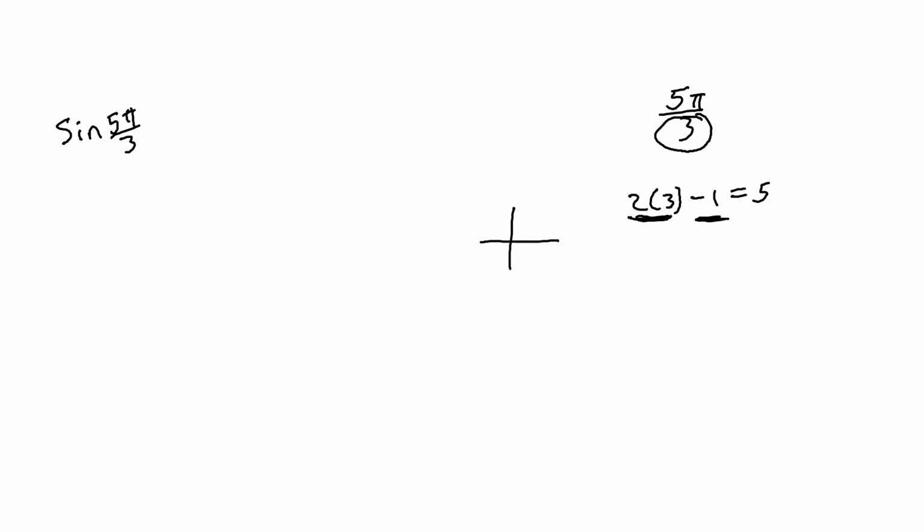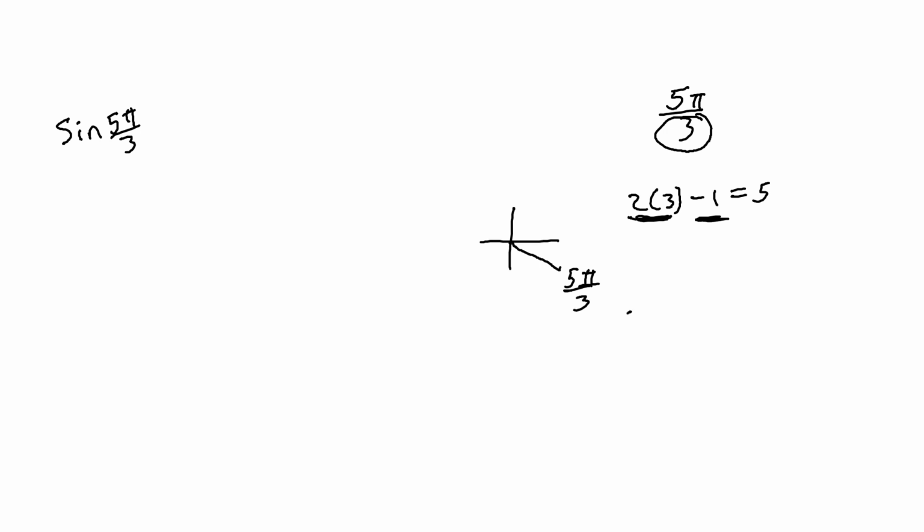Now pause the video and try this one yourself. Suppose that you had the sine of 5 pi over 3. What quadrant would this angle be in? Well, 5 pi over 3, let's think about what we'd have to do. What's the pattern that we're applying to this denominator to get 5? Well, first, 2 times 3 is 6, and if we subtract 1, we get 5. This rule of multiplying by 2 and then subtracting 1 is what we do in quadrant 4. So the angle 5 pi over 3 has to be in quadrant 4.